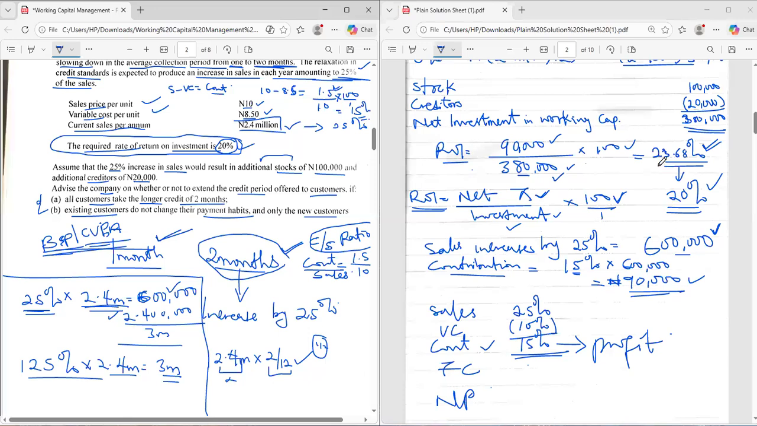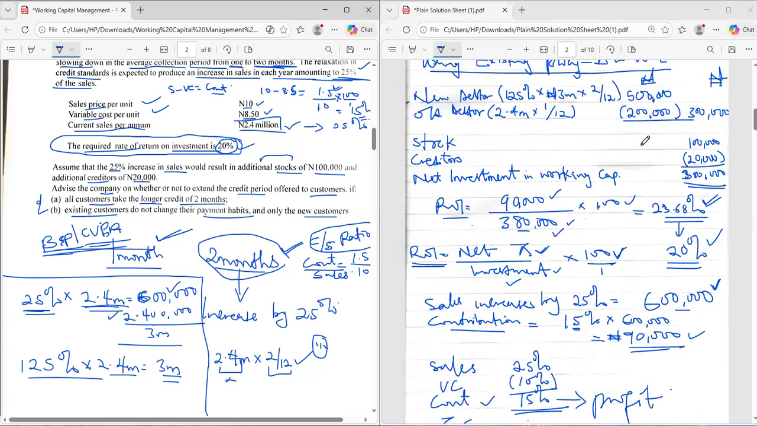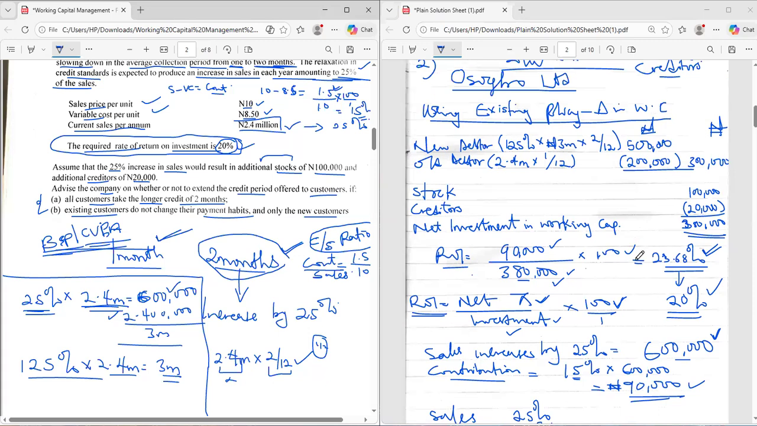So we should go ahead with the investment in working capital, because it will provide us a higher ROI than the 20% expected. If the 23.68 was like 19 or 18, we will not go ahead, because it is not giving us a return compared to what the shareholders are expecting. That one makes sense.